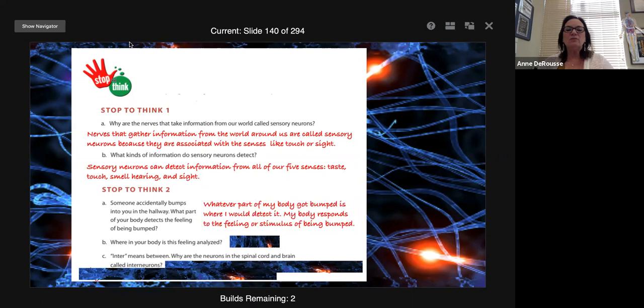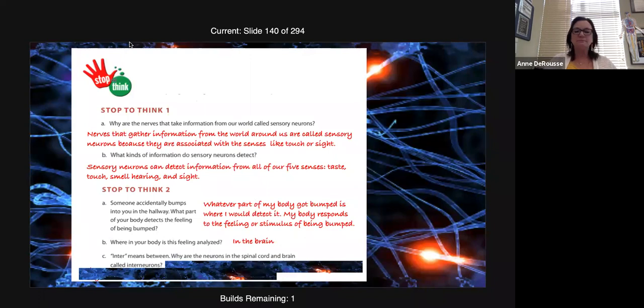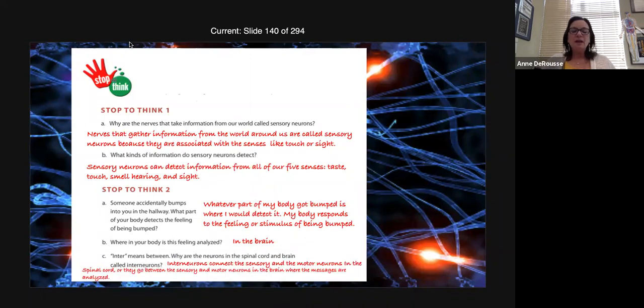All right, so something happens, somebody bumps into you. Where would you detect it? Well, wherever the part of your body got bumped would be where you would detect it, because that's where the receptors would be. It's analyzed in the brain. And the interneurons are called that because they are kind of the go-between between the sensory neurons and the motor neurons.